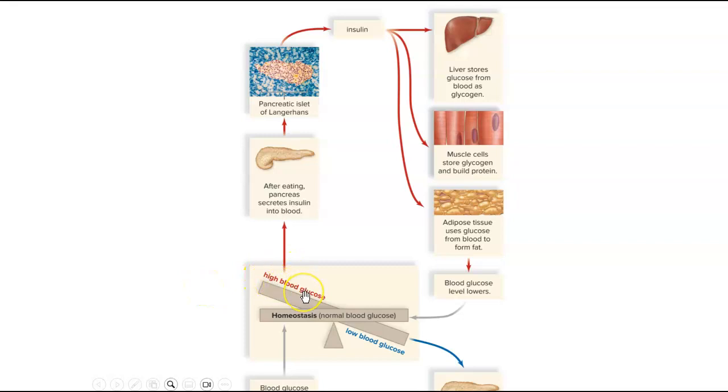When your blood glucose levels are high after eating, the pancreas will secrete insulin into the blood, because after you eat is when your blood glucose levels start to rise. Then the islet cells, the pancreatic islets of Langerhans, is the full name of that, release insulin. The insulin binds to receptors on the cells of the liver, muscle cells, and even fat tissue. And the liver will take glucose from the blood and store it in long chains called glycogen.